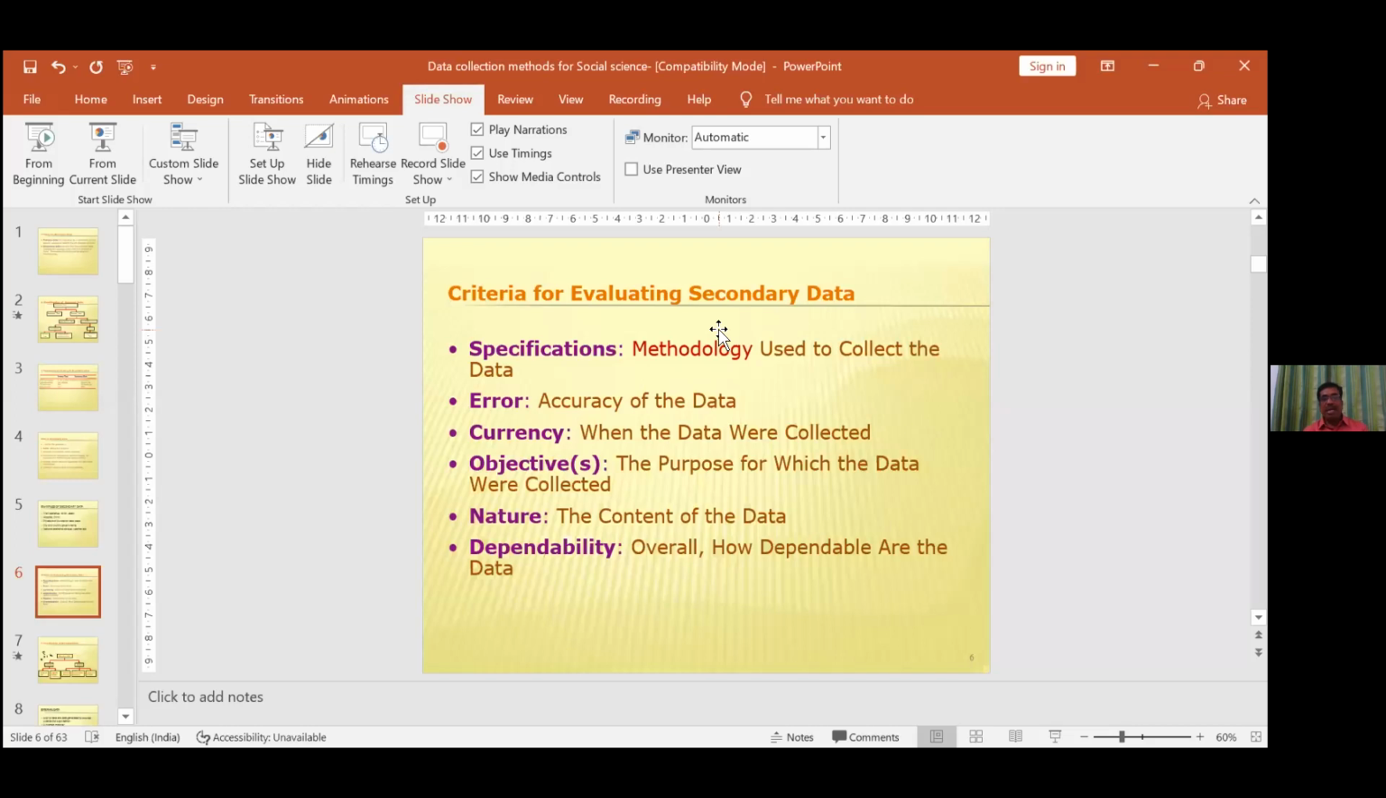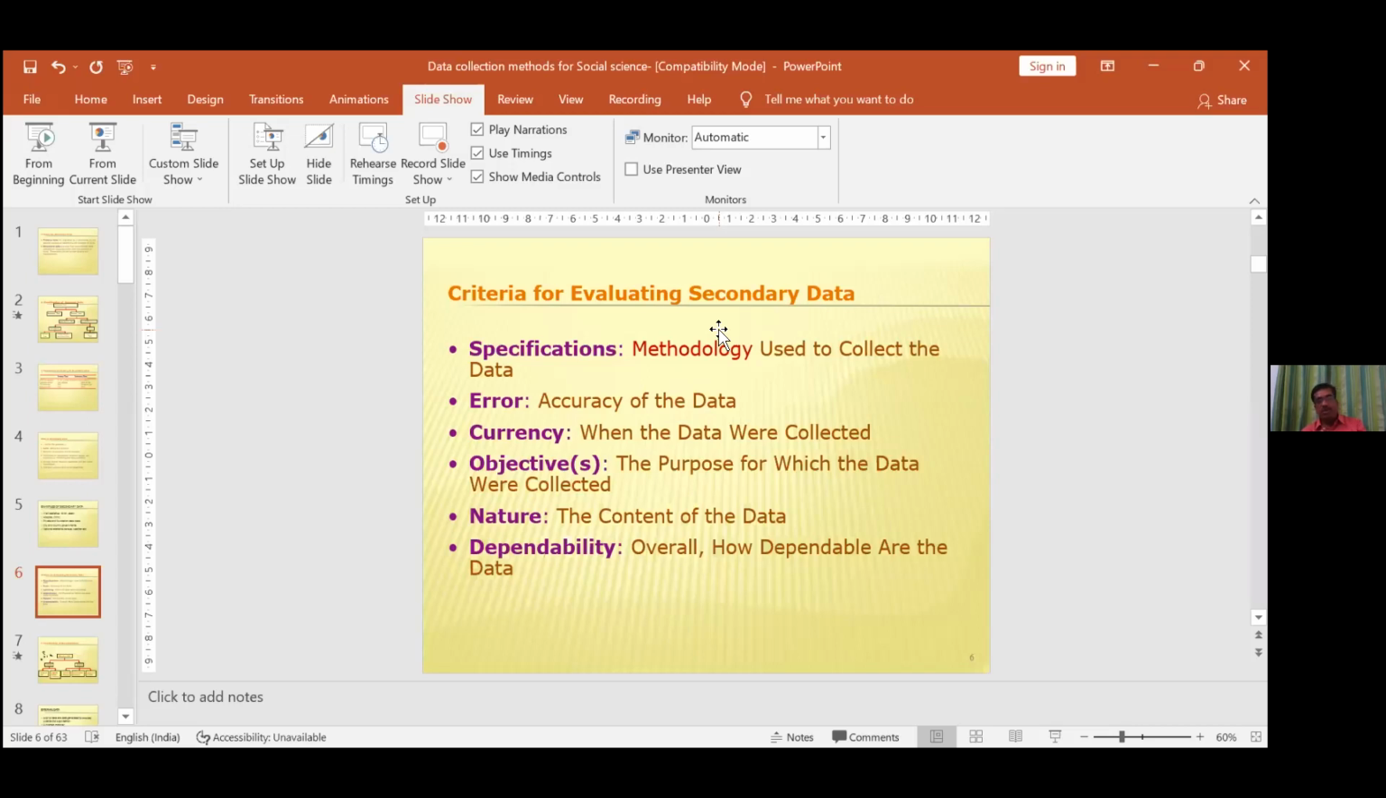Another important thing is currency. Currency in the sense of when the data was collected. For example, sometimes the secondary data might have been collected 200 years ago. Now we cannot use those secondary data.